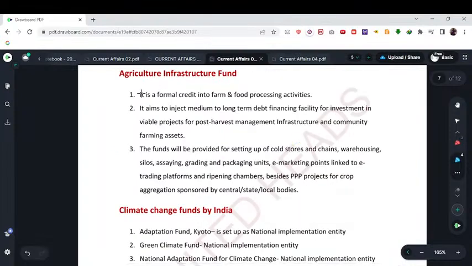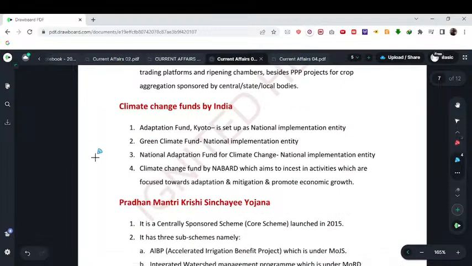Now we see the agriculture infrastructure fund. It is the formal credit to farm and food processing activities, and it is a medium to long term debt financing facility. Next, the climate change fund by India.